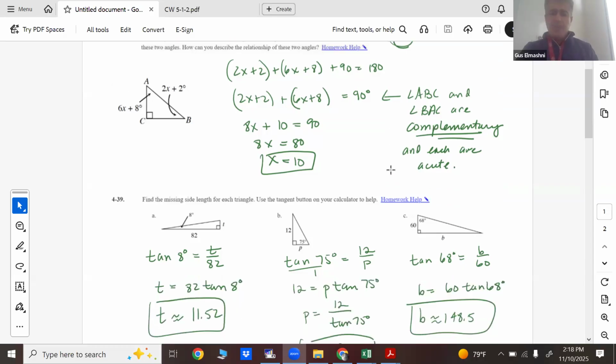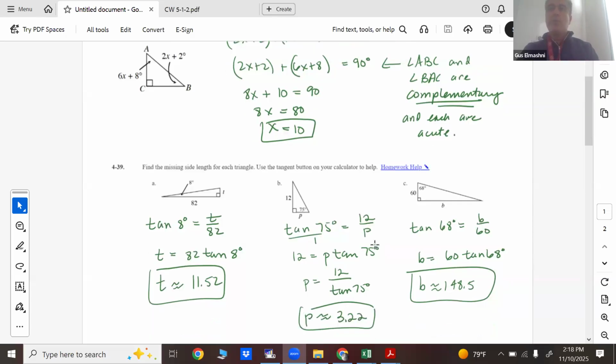439 is some of the new stuff we've been doing with trigonometry. So tangent of 8 degrees is t over 82. Tan 75 is 12 over p. Tan 68 is b over 60. Solve them algebraically. B is a little trickier because the variable's in the denominator, so it's an extra step. You multiply both sides by p, then divide by the tan 75. But the other ones are just one step, like multiply by 82 for part A, multiply by 60 for part C. Use the calculator, get the rest of the answer.